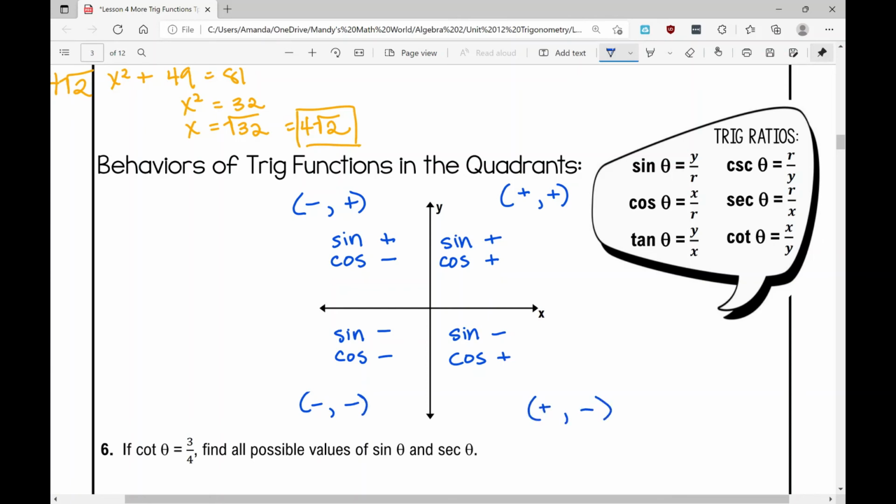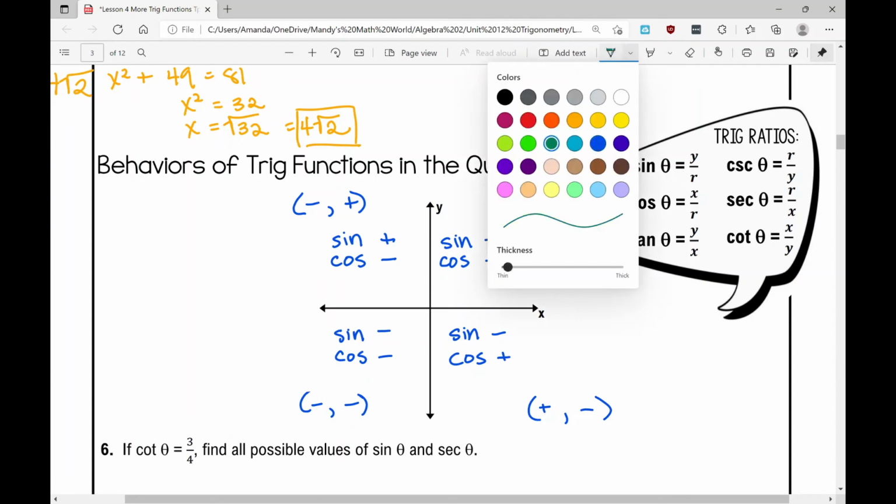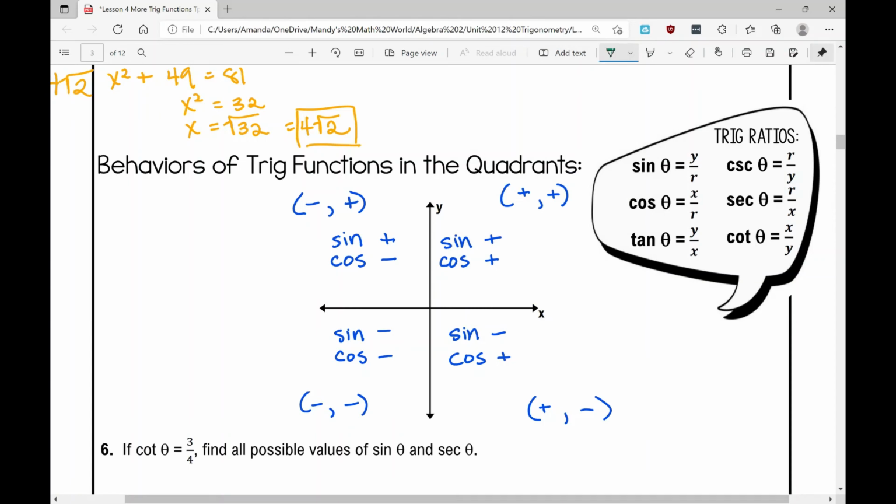So where are cosine values positive? Those are the x values. Where are sine values positive? Those are the y values. Where are they positive and where are they negative? And now we can talk about our tangent functions. So tangent functions are y over x.